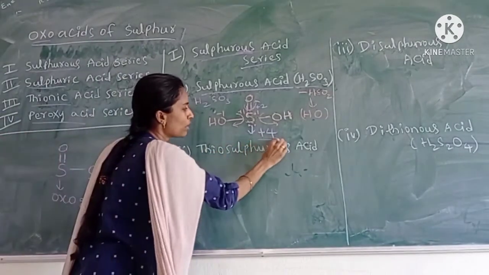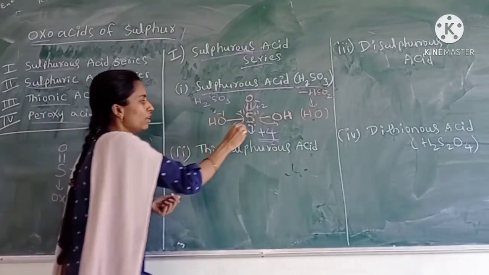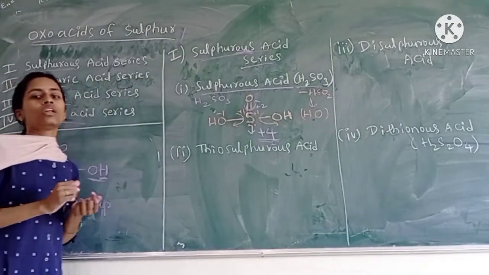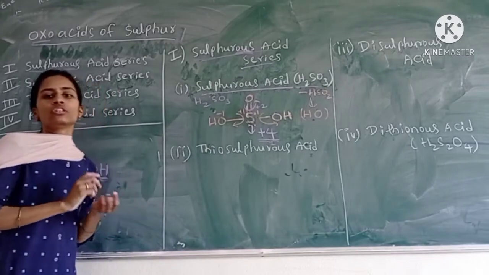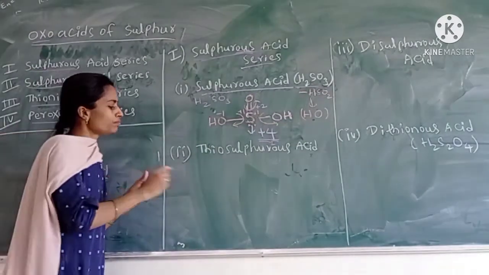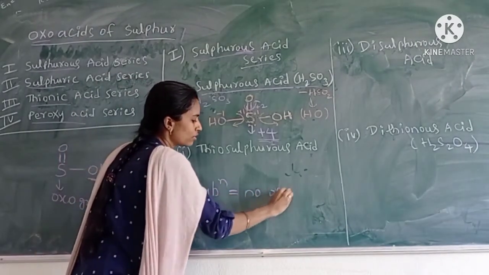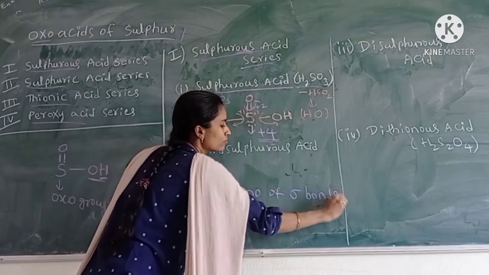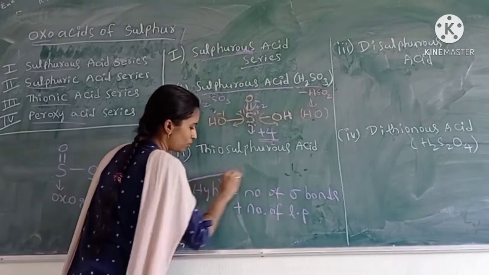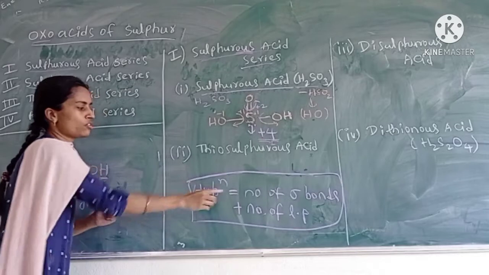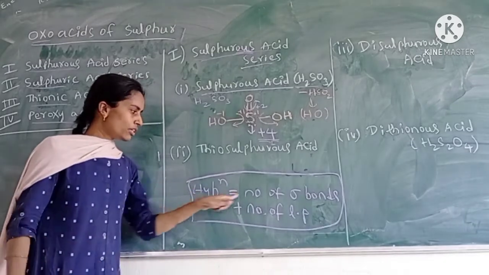So you will be able to write the structure and calculate the oxidation state, and here you can calculate hybridization also. In this sulfurous acid, in which hybridization state is sulfur? Hybridization is equal to the number of sigma bonds plus the number of lone pairs. You have to remember this. Based on this we can easily calculate the hybridization.